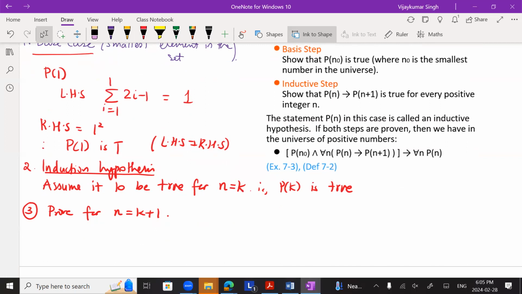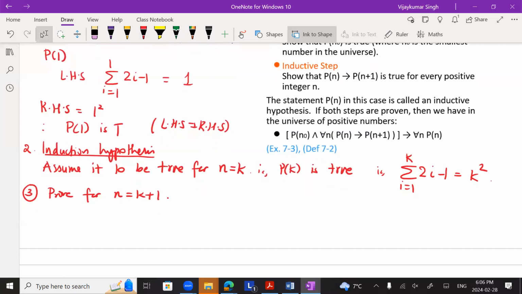So what do we have? Since P(n) is true, P(k) is true. What does it mean by P(k) is true? We are assuming this, right? That means the summation i going from 1 to k of 2i minus 1 is k squared. This is our assumption, and assumption means you don't need to prove it. Now we need to prove for k plus 1.